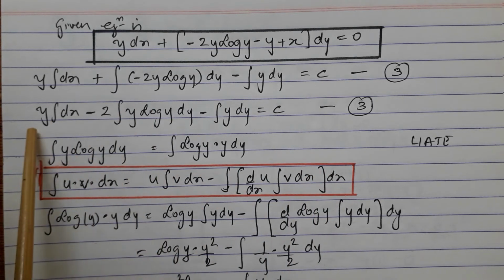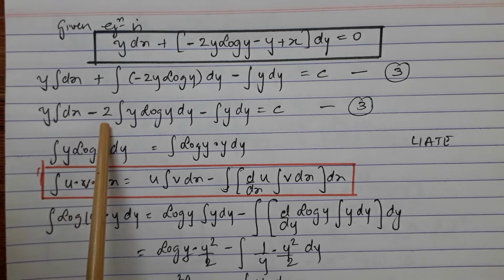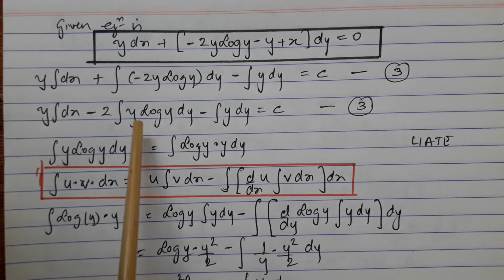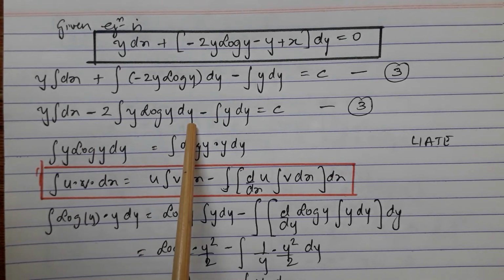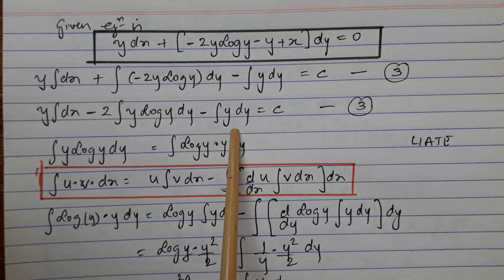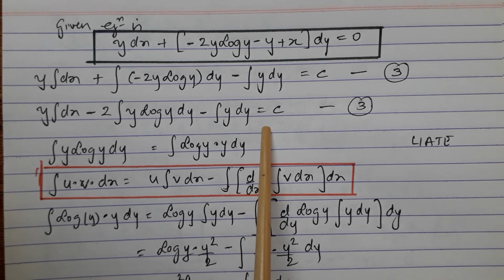Now we can rewrite this as y integral dx minus 2 integral y log y dy minus integral y dy is equal to c.